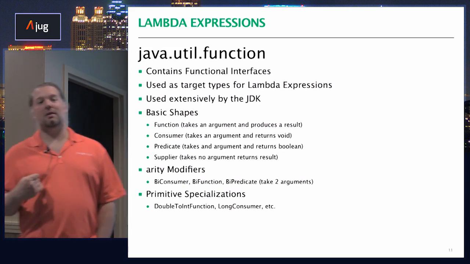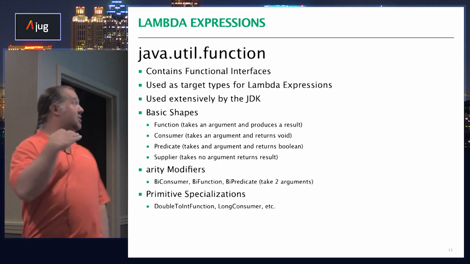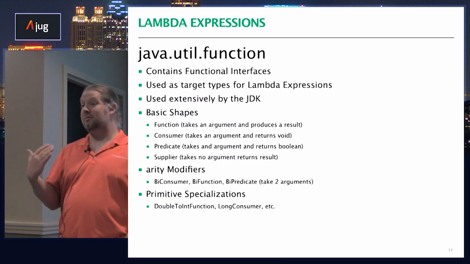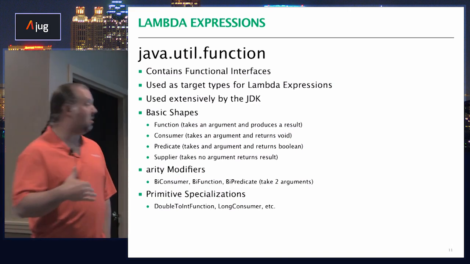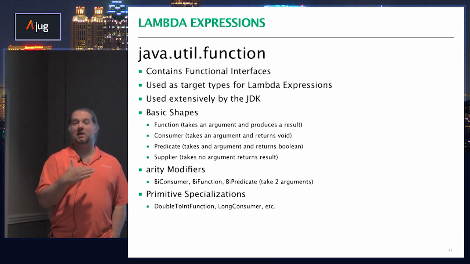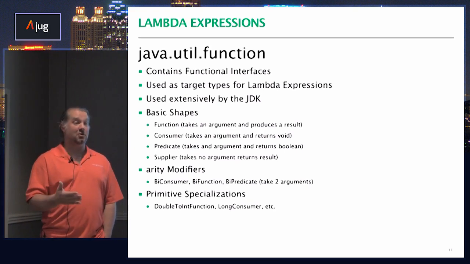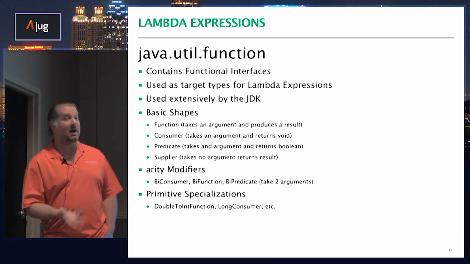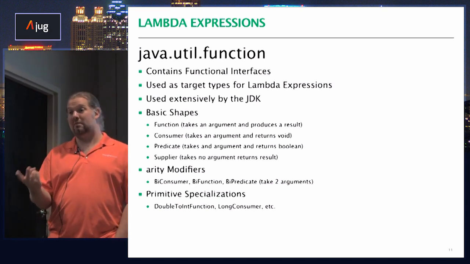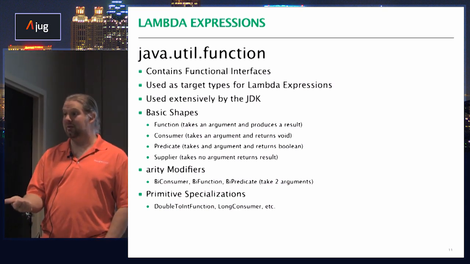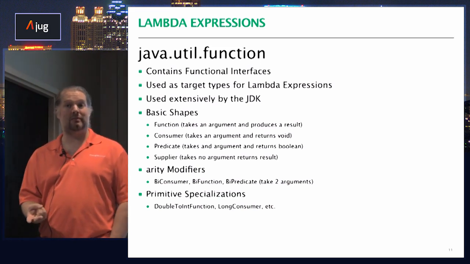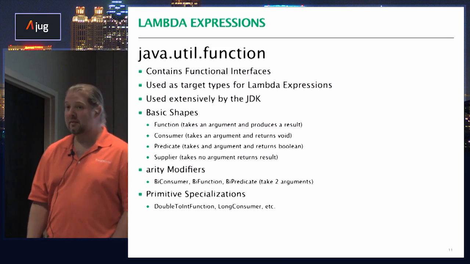On all of these, in the package, they have the arity modifier. So these are essentially arity of 1 as they stand. All of these have at least arity 2 representations in the package already. So there's a buy function, a buy consumer, a buy supplier, and a buy predicate. And all that means is that the buy function takes 2 inputs and returns you an output, and the buy consumer consumes a pair of inputs, so on and so forth.